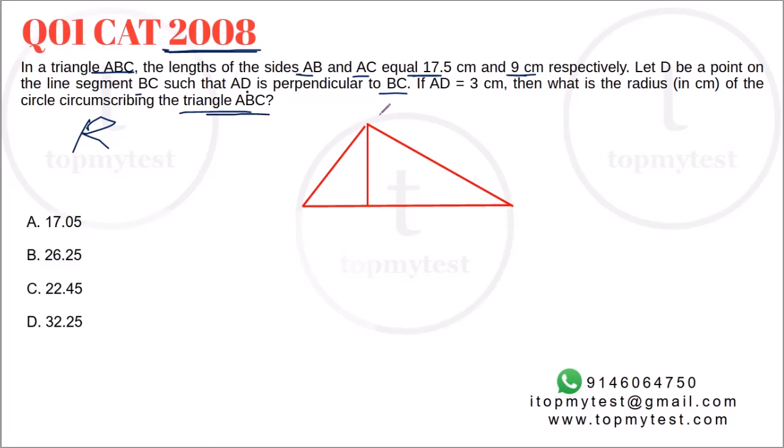So let's draw this. So you have A, B and C. AB is 17.5, AC is 9, and it is given to you AD, which is perpendicular, is basically equal to 3. Right? We need to find the radius, circumradius.